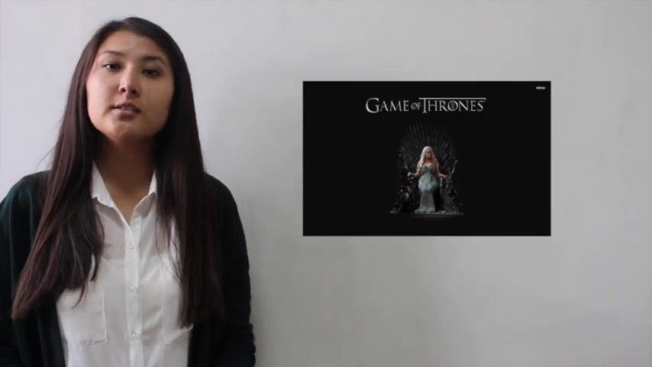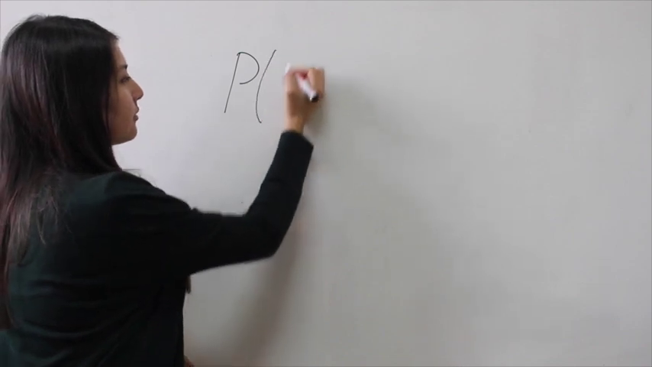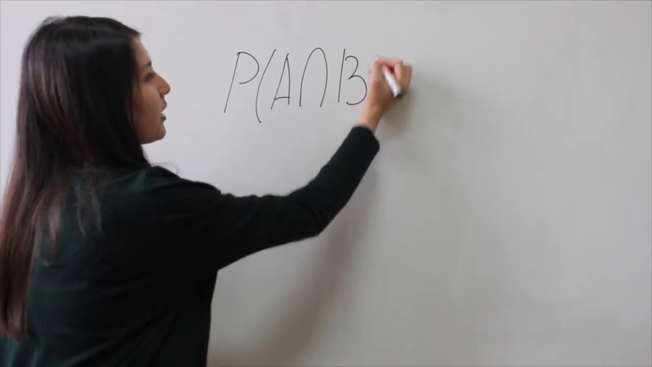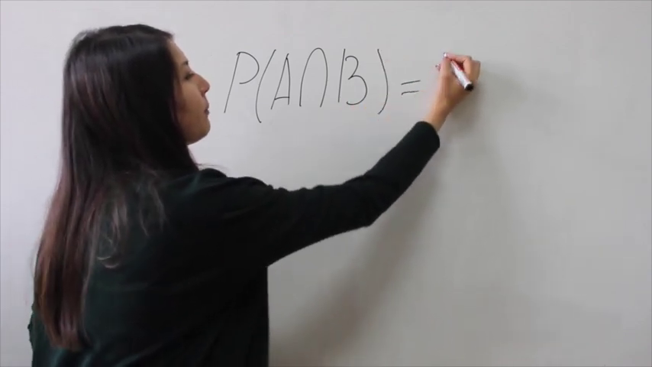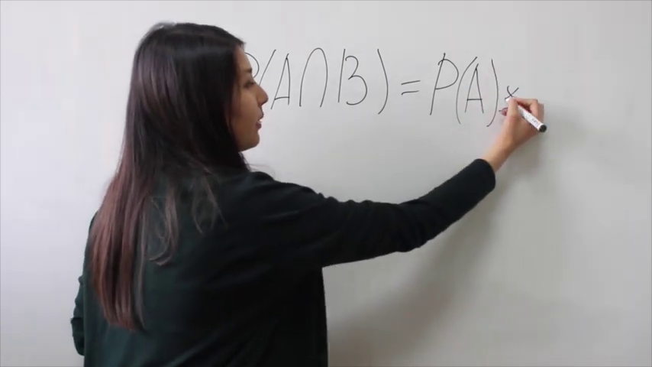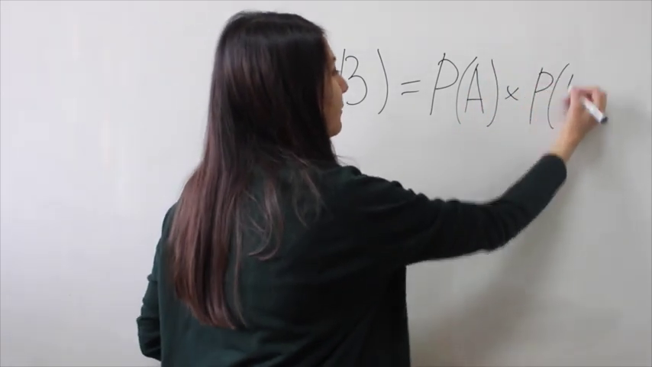An example might be event A, we will have a quiz tomorrow, and event B, that somebody will be killed in Game of Thrones. The formal definition says that events A and B are independent if the probability of their intersection, probability A intersection B, is equal to the probability of A multiplied by the probability of B.